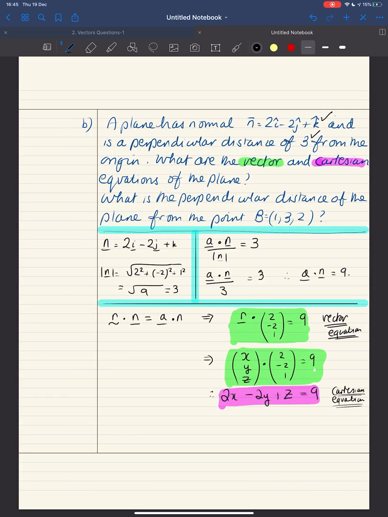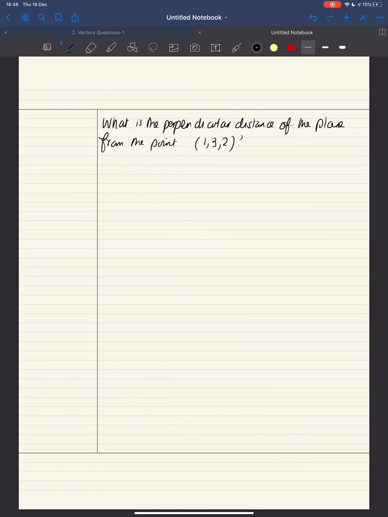And the plane that we've got so far is r dot (2, -2, 1) equals 9. Okay. r dot (2, -2, 1) equals 9. Okay.